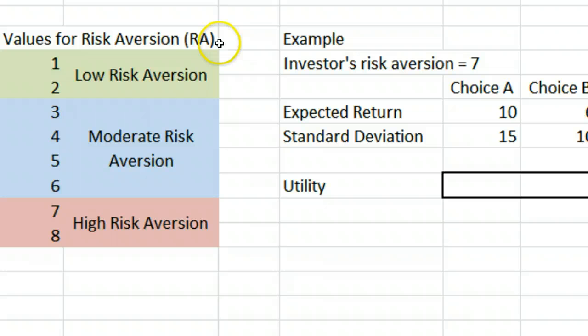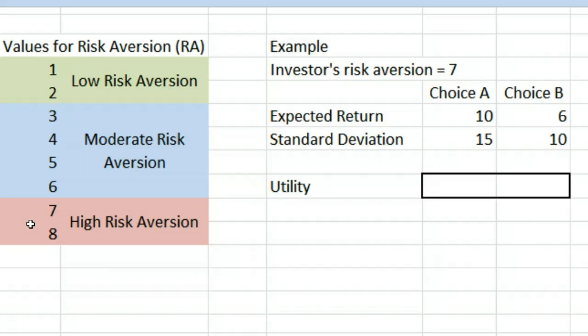R subscript A is a measure of risk aversion. RA would be measured by asking the investor a series of questions to determine what risk level they prefer, and runs on a scale from 1 to 8. 1 represents very low risk aversion, which means very high risk tolerance, and 8 represents very high risk aversion, which means very low risk tolerance.